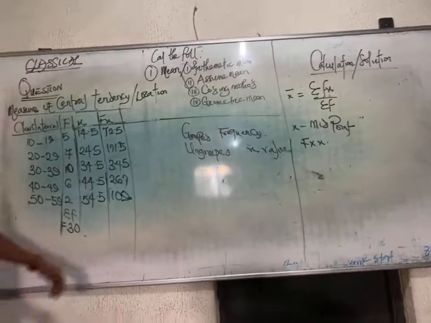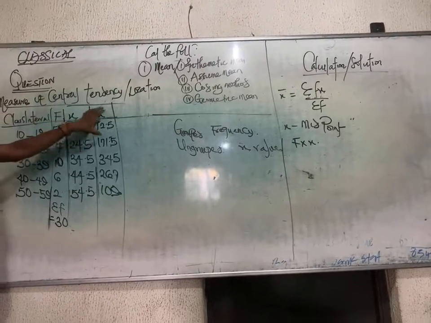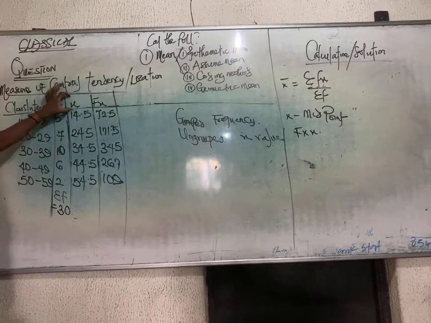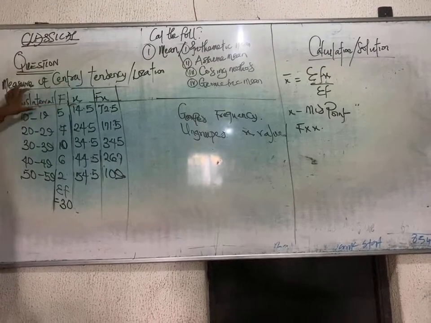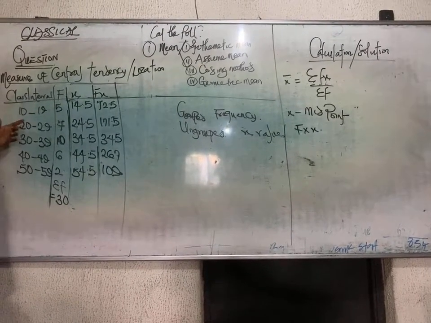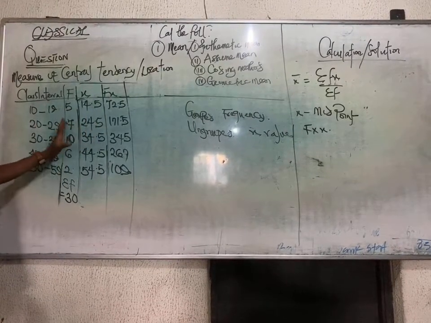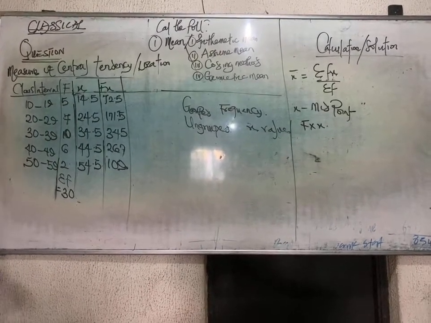So how do we determine fx? The multiplication of f and x gave us fx. How do we determine x? We determine x from our class interval. That is the first interval divided by 2. The second one, 20 plus 29 divided by 2 gave us this. That's how we determine the following.